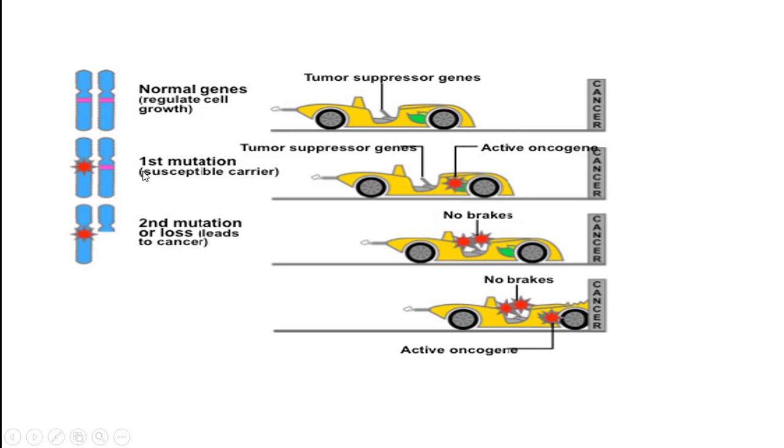Here, as you can see, the first mutation means a susceptible carrier. In the first mutation, the proto-oncogene becomes an active oncogene, but we still have tumor suppressor genes, which act like a car brake. The second mutation or loss leads to cancer because we lost the effect of the tumor suppressor genes, or the car brakes. No brakes. As a result, we have a recipe for disaster and the person will have cancer.